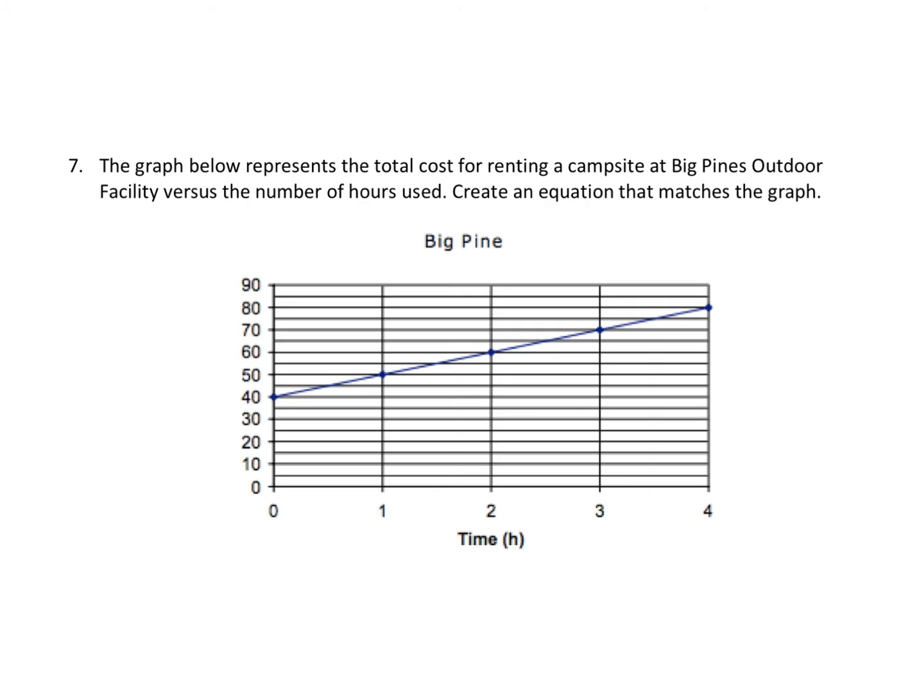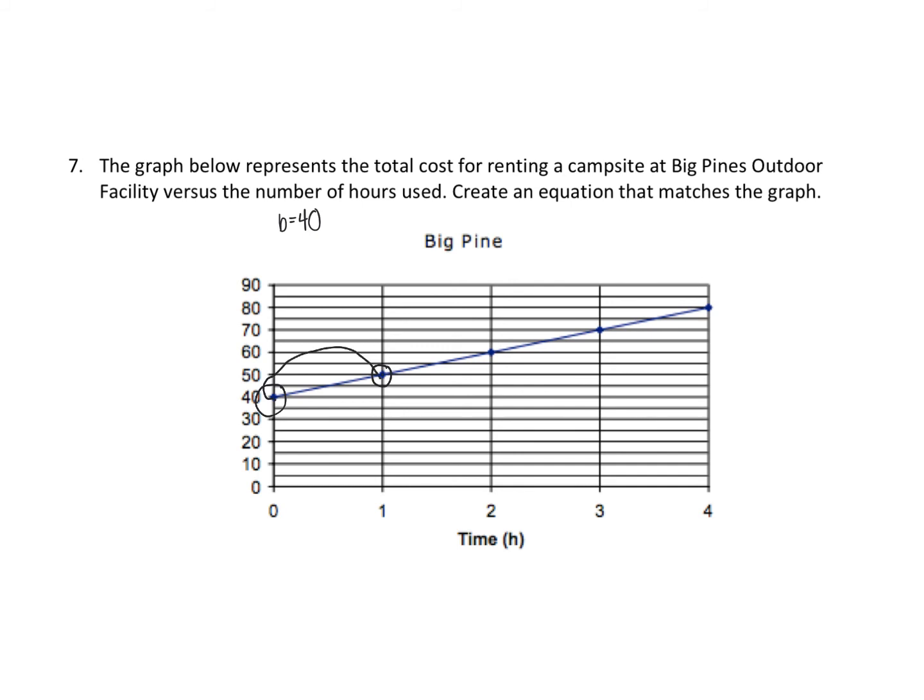For question 7, we're given another graph that just has some context to it, where we're looking at time versus total cost, and we're writing the equation that matches the graph. So we can start by finding our y-intercept, which is 40, because that is where our line crosses the y-axis, and then we see a perfect point right here. To get from our y-intercept to that perfect point, we go up 10 and we go right 1.